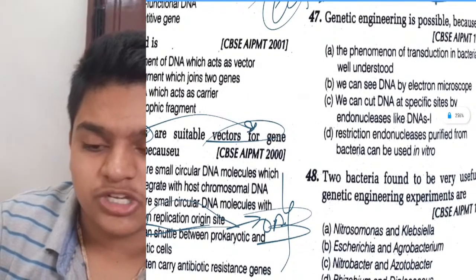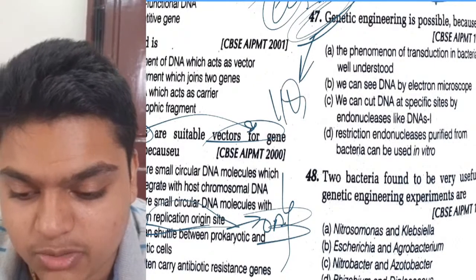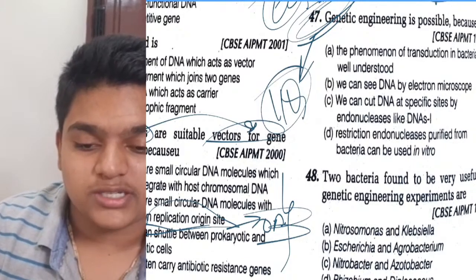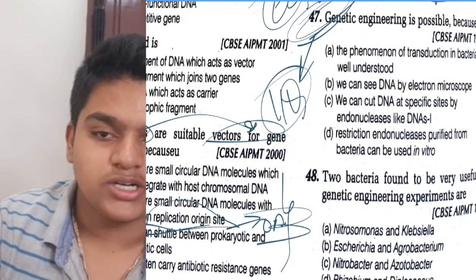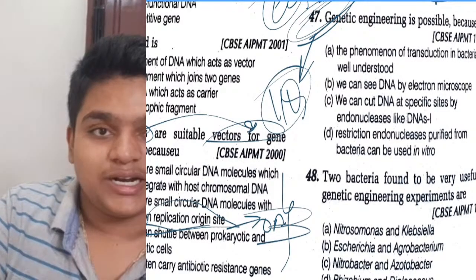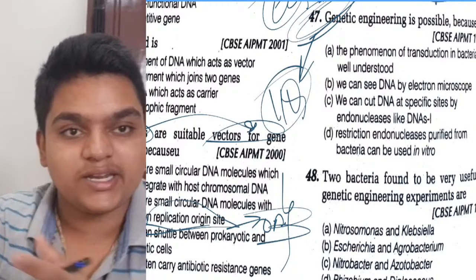Genetic engineering is possible because... how many times would you ask this question? This is your 11th question on the same note. No. The phenomenon of transduction of bacteria is well understood. What is transduction? Transduction is a process in which genetic information of bacteria is transferred.